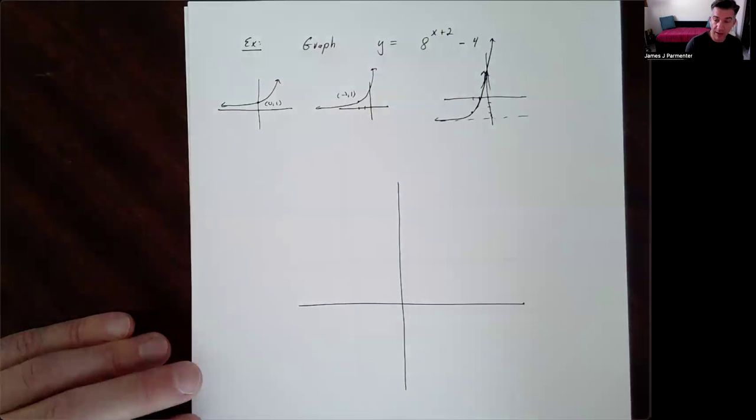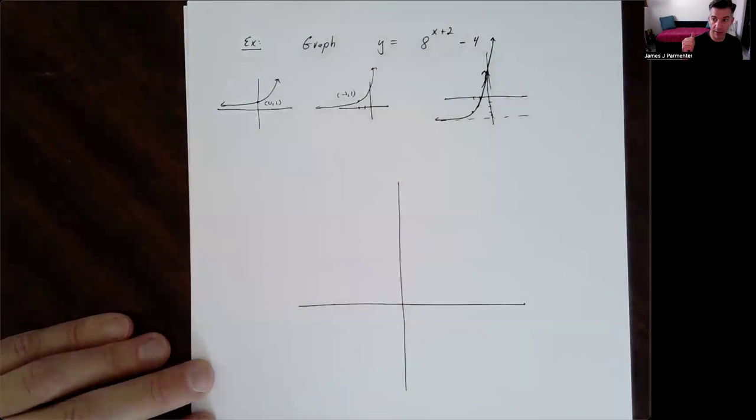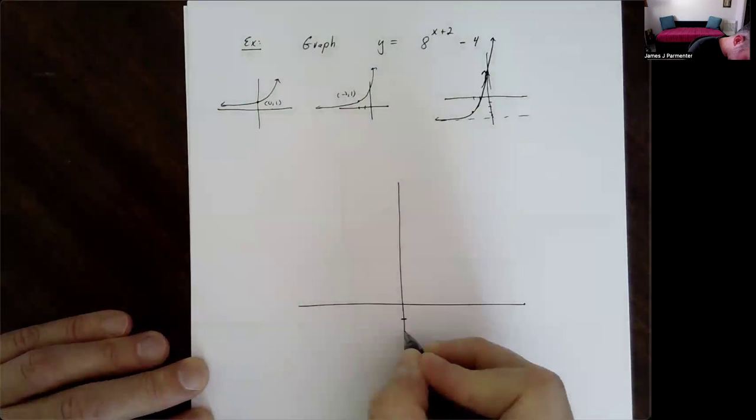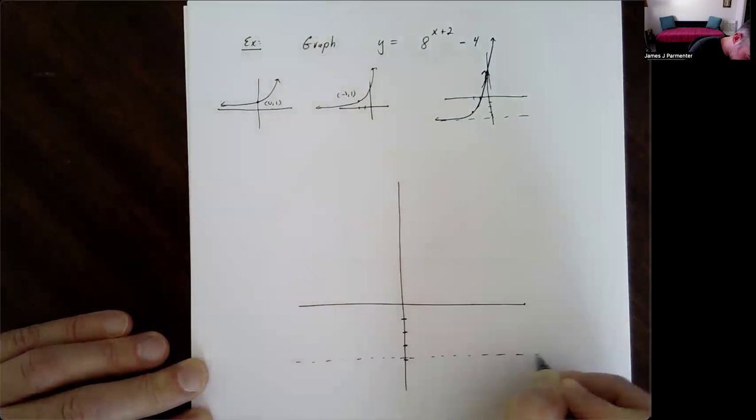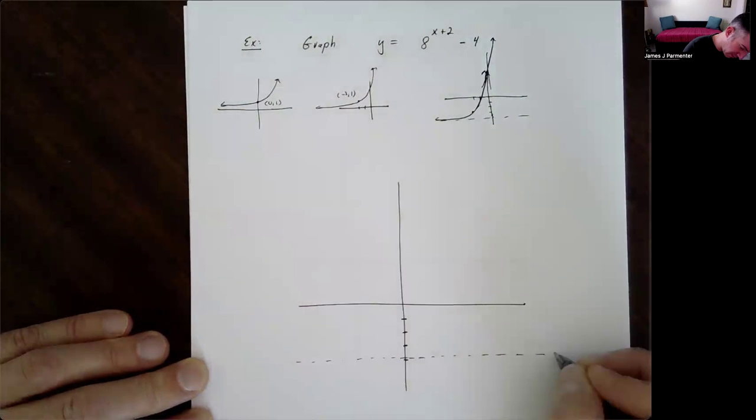To actually graph it, I'm going to find my x-intercept, my y-intercept, and my horizontal asymptote, which I know is y equal to negative 4. I'm going to graph that right away. If the numbers aren't too big, I like drawing these little marks, but 9 just feels too big. So here's my horizontal asymptote of y equals negative 4.